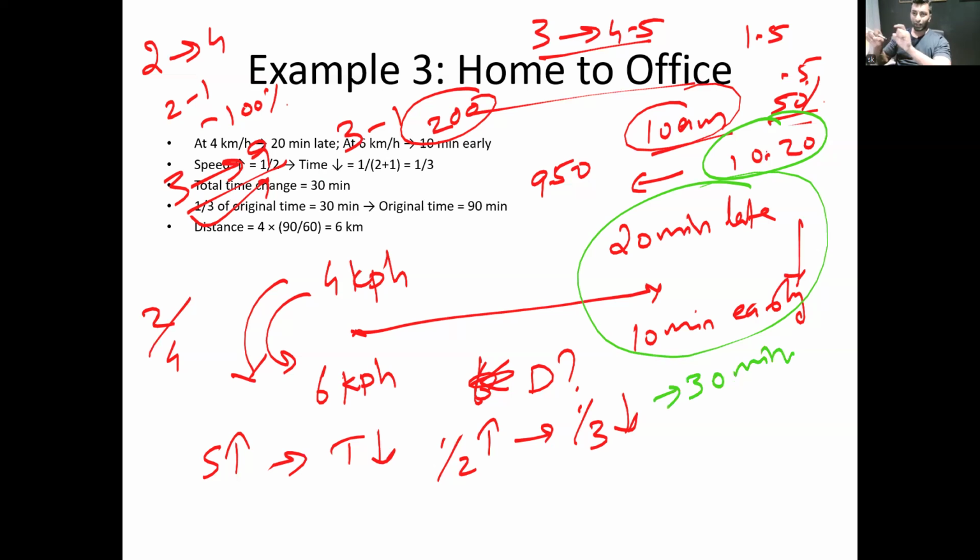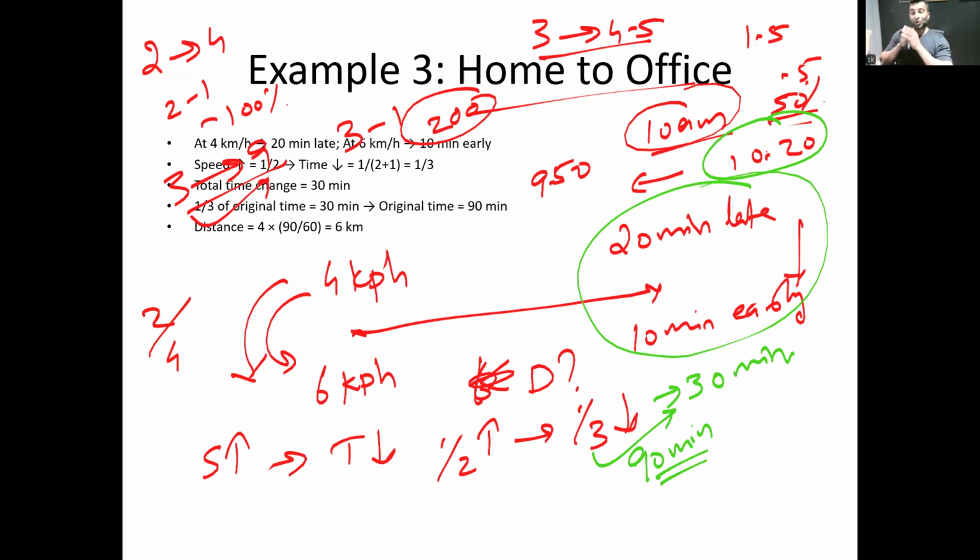Now, can you find the original time just like what we did before? 3 multiplied by 30, that is going to be 90 minutes. So the usual case, that means the first case. I assume that the first case is the usual case. In the second case, he increased the speed, so time reduced, and the time reduced by 30 minutes, which is visible. It should be 1 by 3rd of the original. So the original, which is the first case when he's traveling at 4 km per hour, is 90.